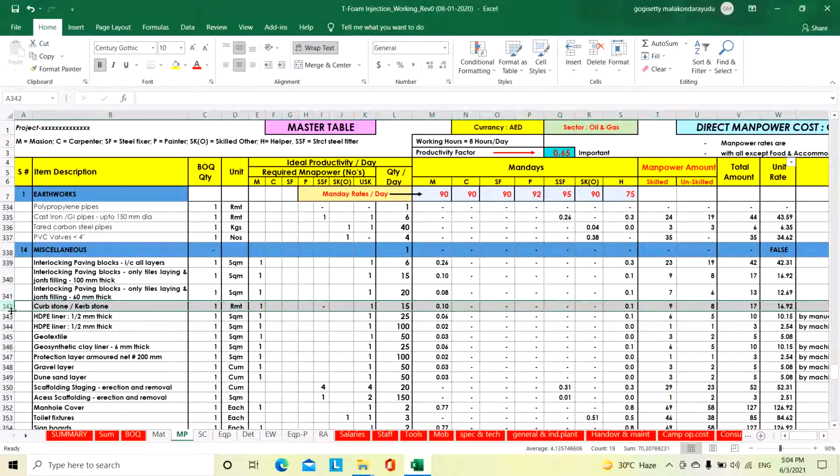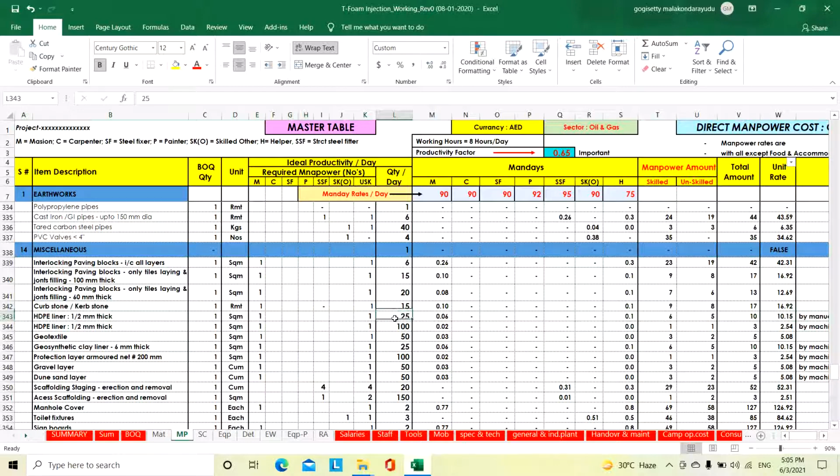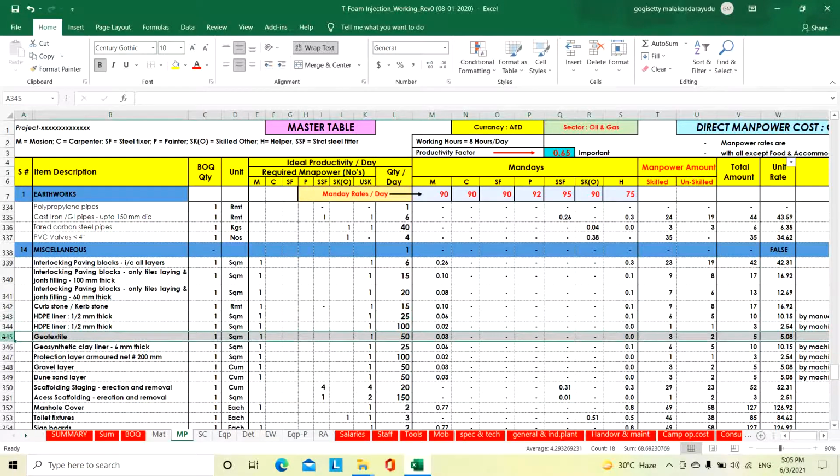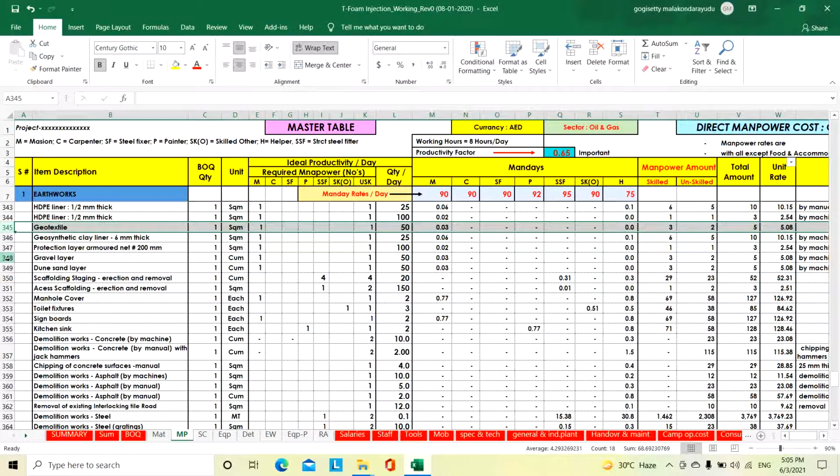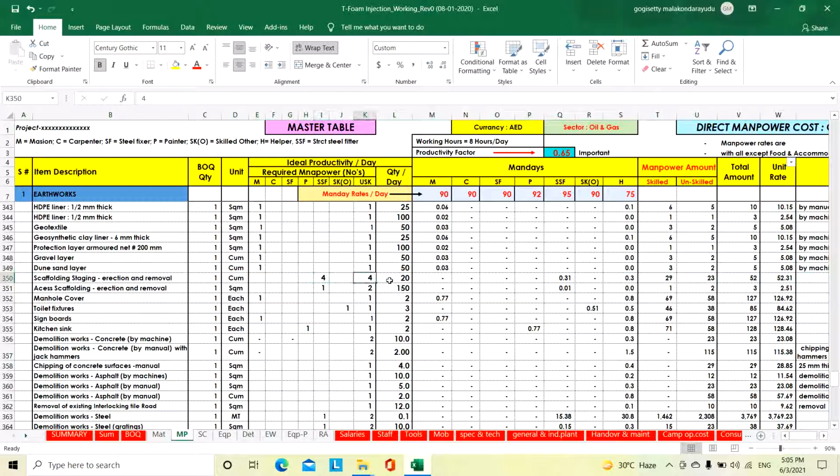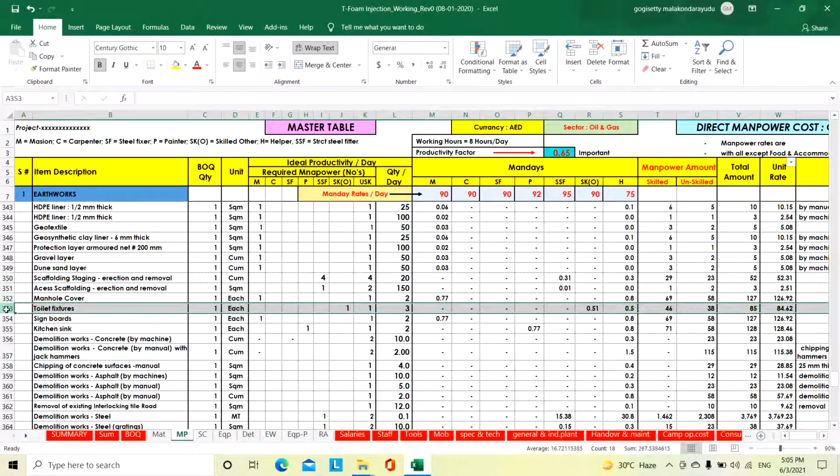Then curbstone per meter. HDP liner 1 or 2 mm thickness. This is by manual, this is by machine. That's why these productivities are different. Then geotextiles, then gravel layer, dune sand layer, scaffolding staging, erection and removal. For scaffolding, fitters and helpers can do 20 cubic meters in a day. Then manhole cover, toilet fixtures, signboards, kitchen sink, demolition works concrete by machine, demolition works concrete by manual with jackhammers.